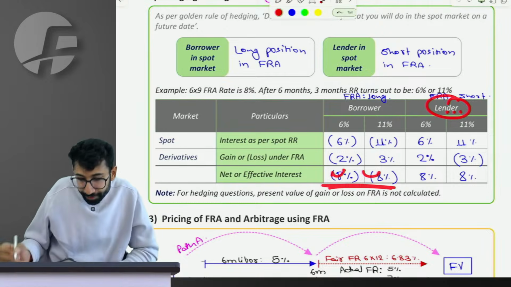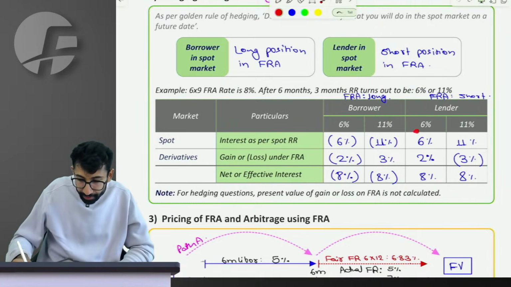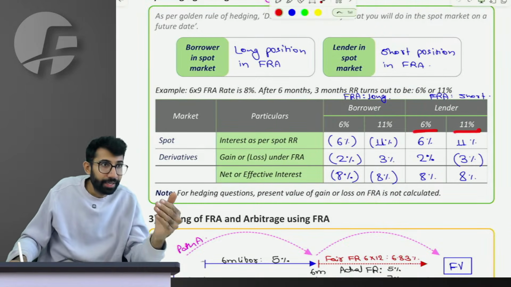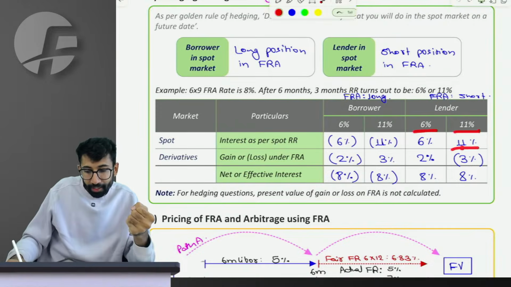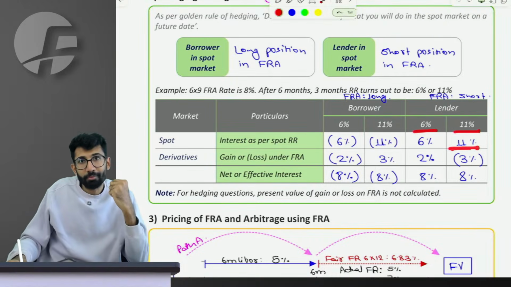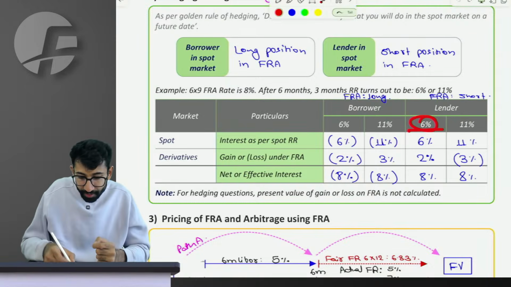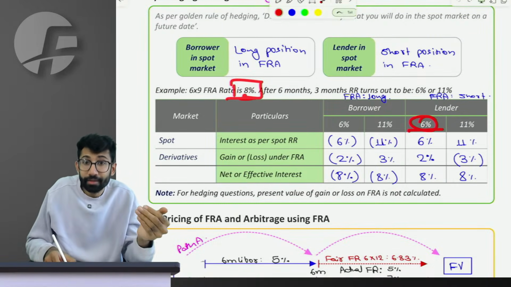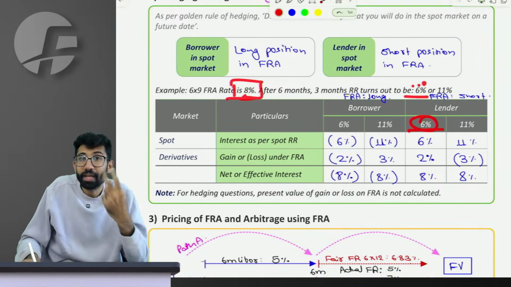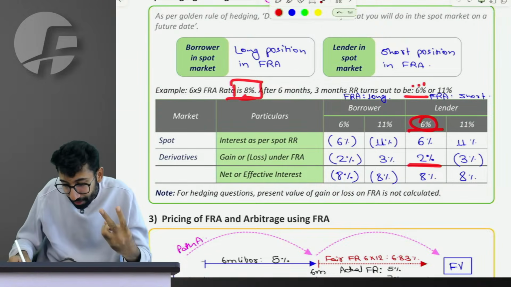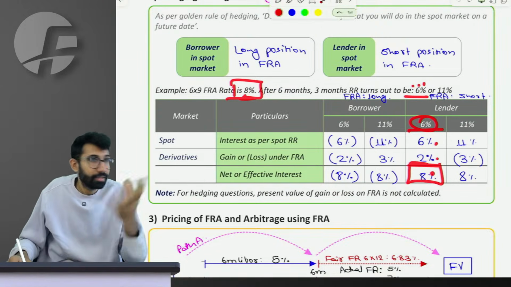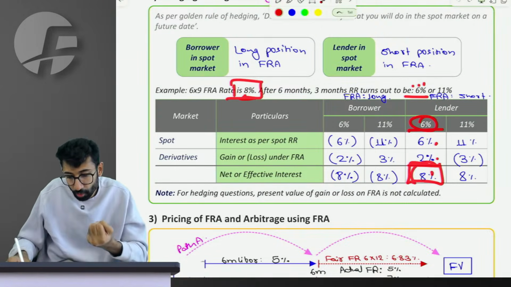Sir, similarly the lender. If I lend at 6%, I will receive 6 in the market. If the rate is 11, I will receive 11 in the market. Right? In the derivative, what happened? Sir, if the rate turns out to be 6, I had entered into a contract to lend at the rate of 8, market rate is 6, I feel a gain of 2% for myself, and the total I will receive is 8. 6 I receive from here, 2 from here, total 8 I receive.